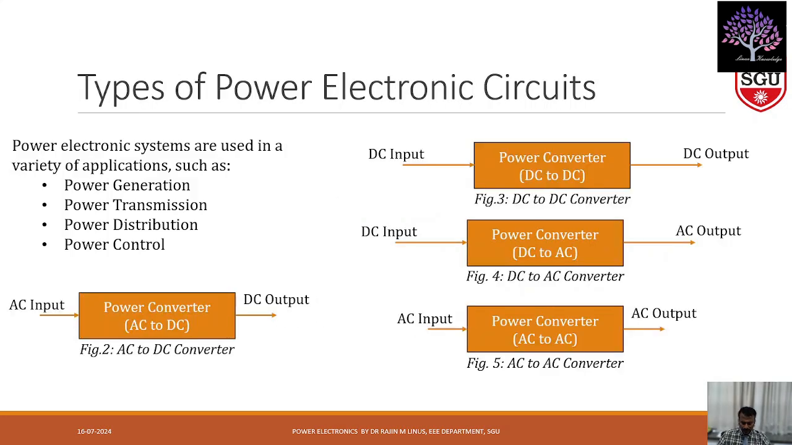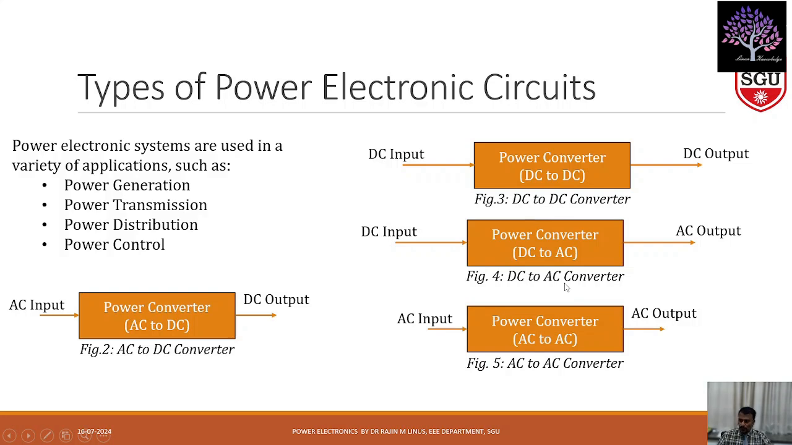Let me show some of the power electronic circuits. The first one, I already told you, is the power converter which converts AC to DC, that means fixed AC to variable DC. We normally call this power converter an AC to DC converter or controlled rectifier. Then the DC to DC converter, which converts fixed DC to variable DC voltage. The input will be DC and the output will also be DC. We call it a DC to DC converter, otherwise a chopper.